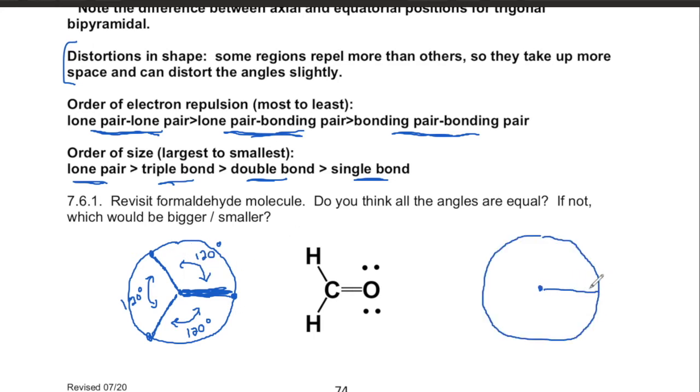Since this bond is taking up more space and pushing a little bit more strongly away from itself, it ends up pushing the hydrogen atoms a little bit further. So this is going to be a little bit more than 120 degrees, and this one is also going to be more than 120 degrees, and then this over here necessarily is going to have to be less than 120 degrees. So instead of having even thirds for your pizza, you have two larger pieces and one slightly smaller piece. So this is what the formaldehyde molecule shape would actually be like because of these distortions. These hydrogens are being pushed a little bit away from the oxygen double bond and a little bit closer to each other.